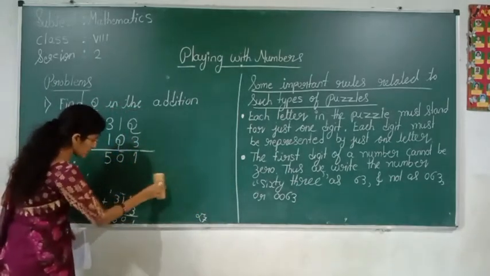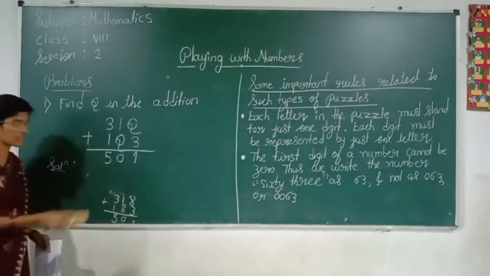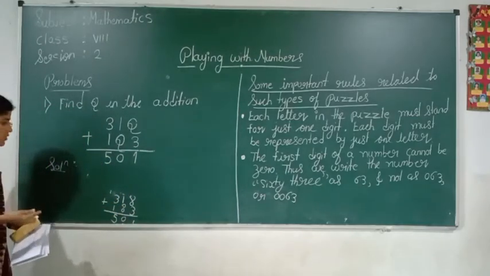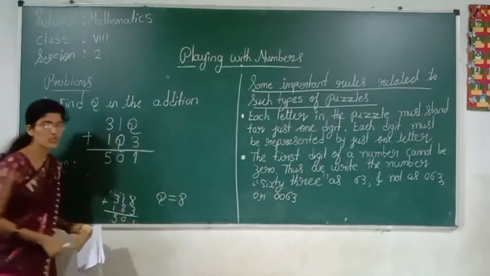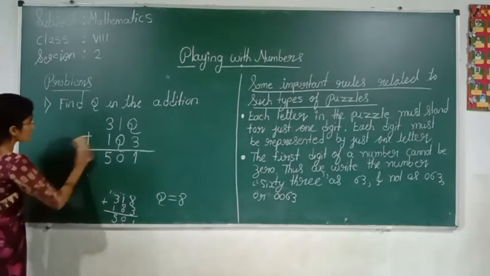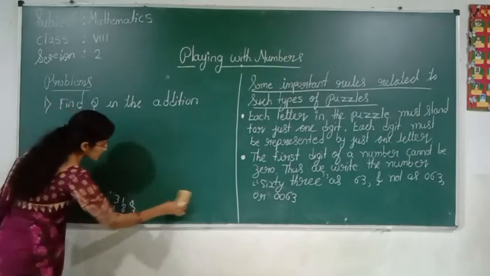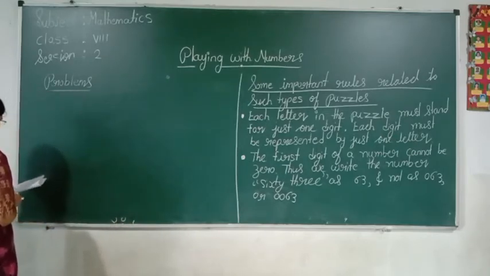So we can write here Q value is 8. In this puzzle, Q value is going to be 8. We have substituted a digit only. Okay. Now we will go for the second problem. We will see the second problem now. What they have given.